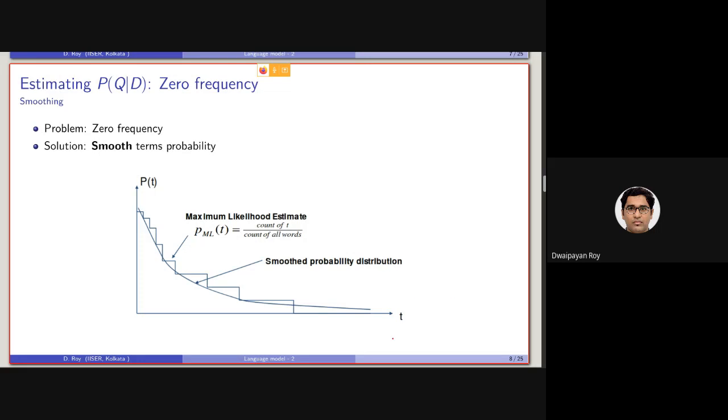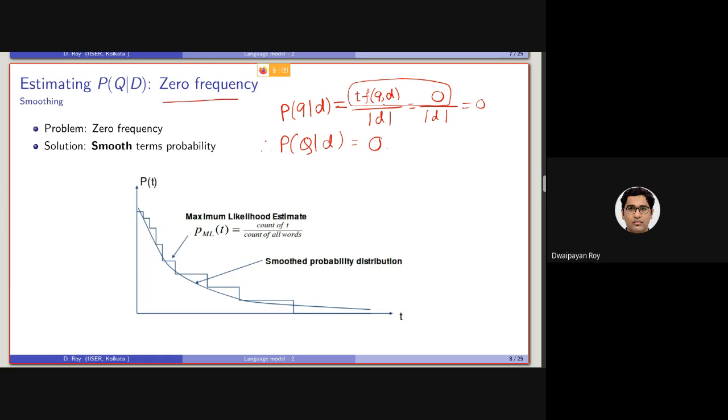Actually, how to address this missing part. This is called the problem with zero frequency, because the probability of a query term given the document D is being computed as the term frequency of the query term in the document D divided by the document length, and as the term frequency of the query term is 0, the entire document will be scored as 0. So for this zero term frequency problem, we are ending up with this kind of a situation.